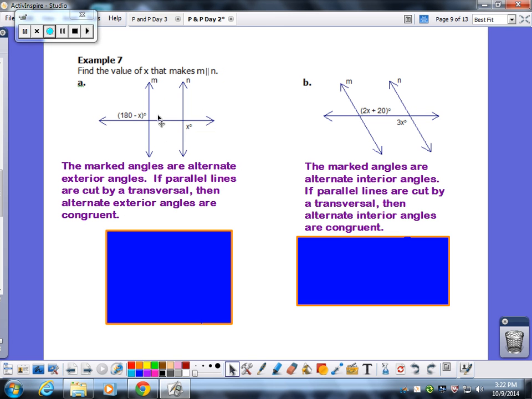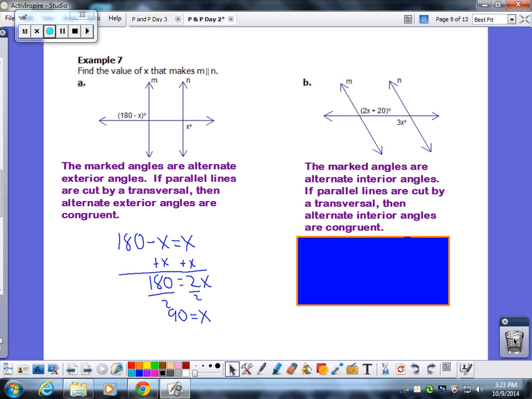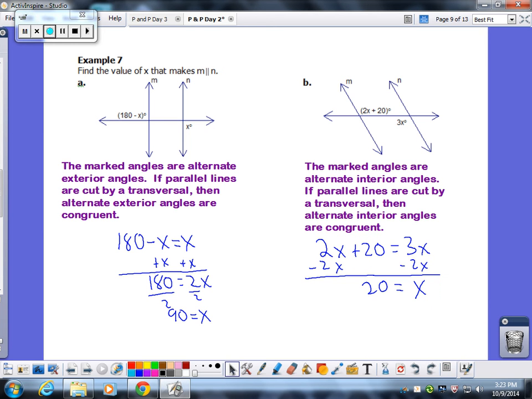Example 7. These are again alternate exterior angles, so we set them up as so. x equals 180 minus x. We solve, we get 2x equals 180, we divide by 2 and we get x equals 90. In example B, these are alternate interior angles. Again, we set them equal to each other. 2x plus 20 equals 3x. We solve and we get x equals 20.